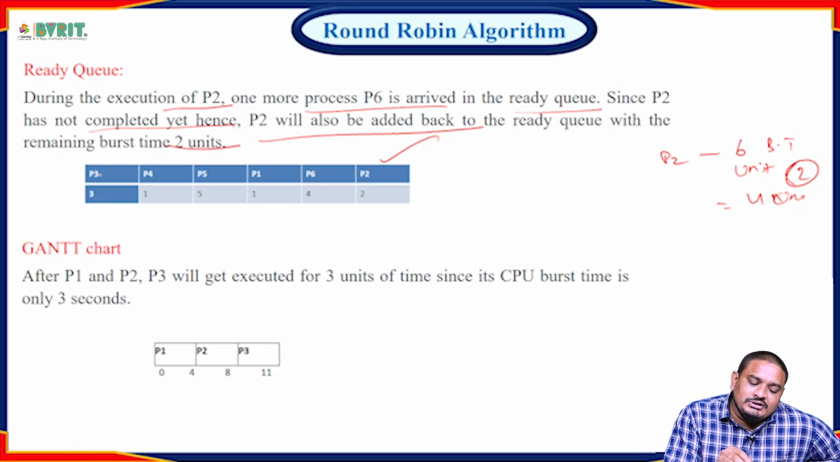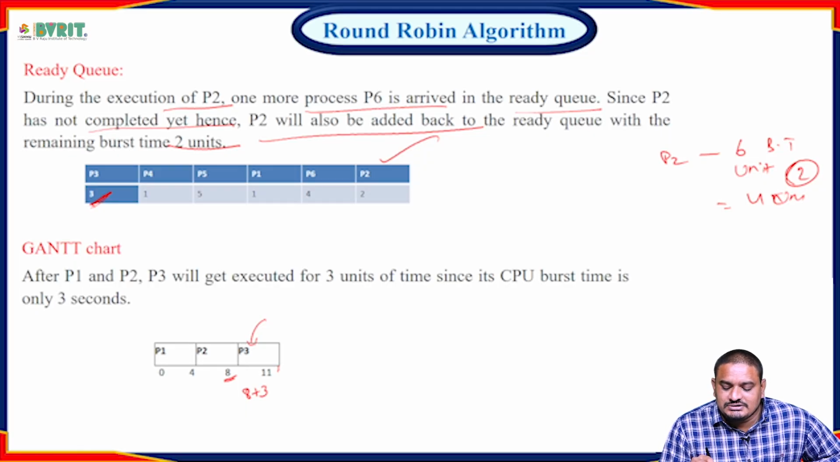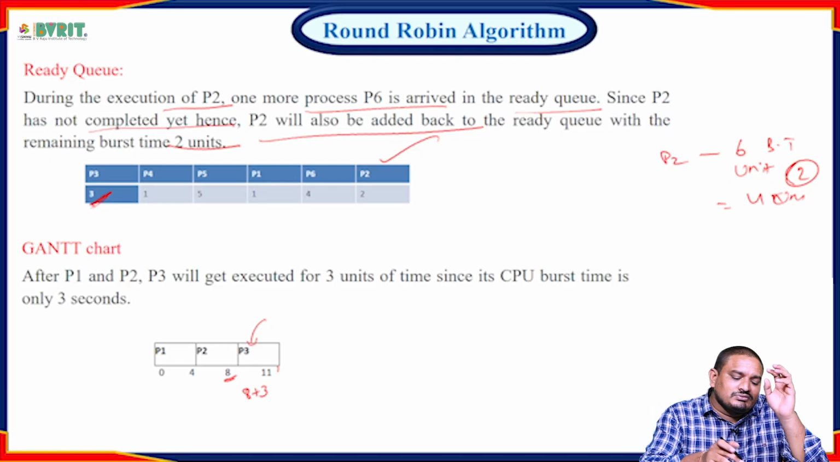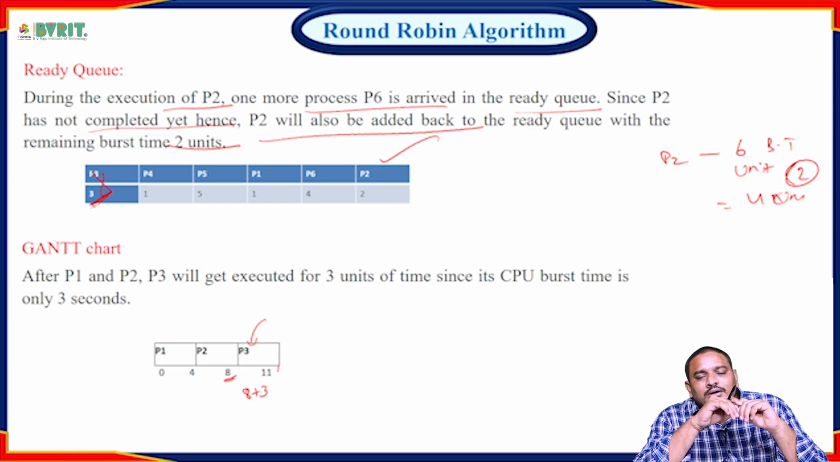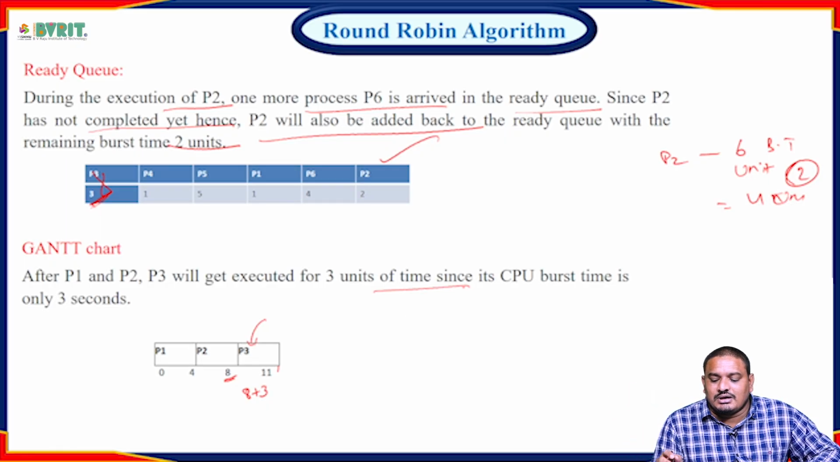Now the P3 process is executing in the CPU, with 3 units. P2 is completed at 8 units. Coming to P3, 8 plus 3 is 11 units, so P3 is completed at 11 units. P3 completes before the 4-unit quantum, so it does not come back to the ready queue. It is terminated. The execution of its 3 units is completed.